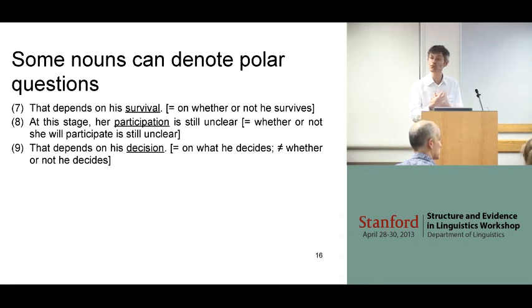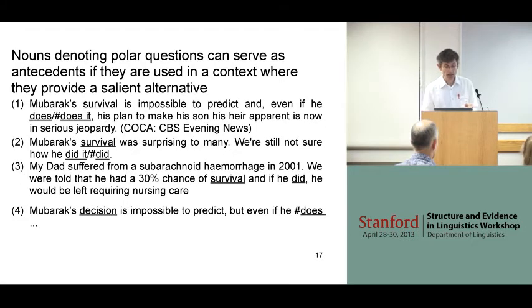So it has the interpretation of a WH question and not a polar question. And of course, the fact that survival can denote a polar question brings up the alternative. And in a context like the one in the Coca example, we actually have the alternative made salient by an indirect question, "is impossible to predict," which is an interrogative-inducing context, and that's what makes it good. But if I try the variant in 2, I get something bad.